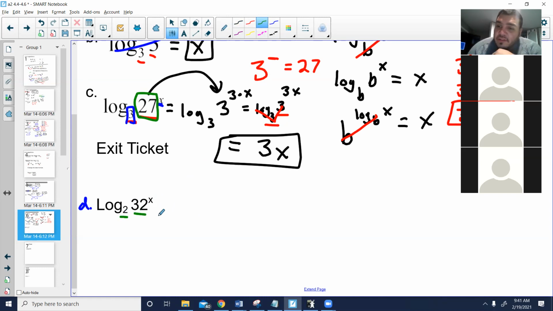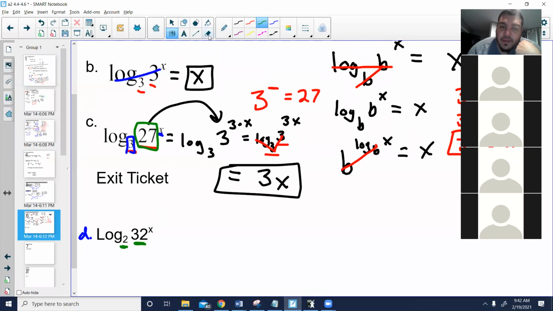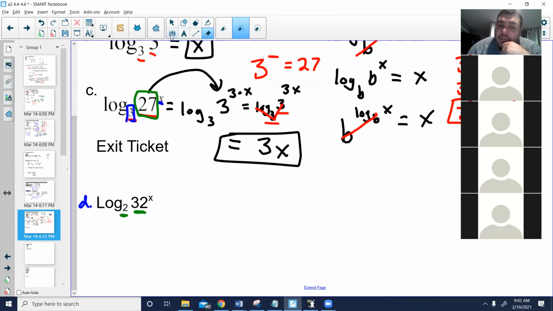Mariah, if they're the same, what does that allow me to do? If this base was the same as this base, what would I be able to do? I have no clue. Okay. If they were the same, we could cross them out. Kind of like here, we have log base 3, 3. Since they were the same, we could cross them out. So I have to see if there's a possible way to change 32 to be the same as 2. So what I'm going to do is use powers to my advantage.